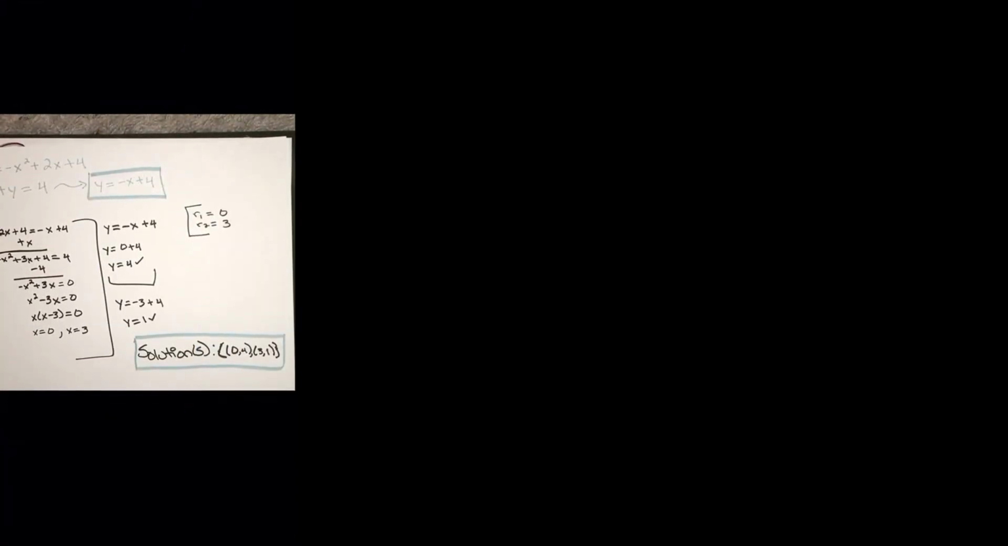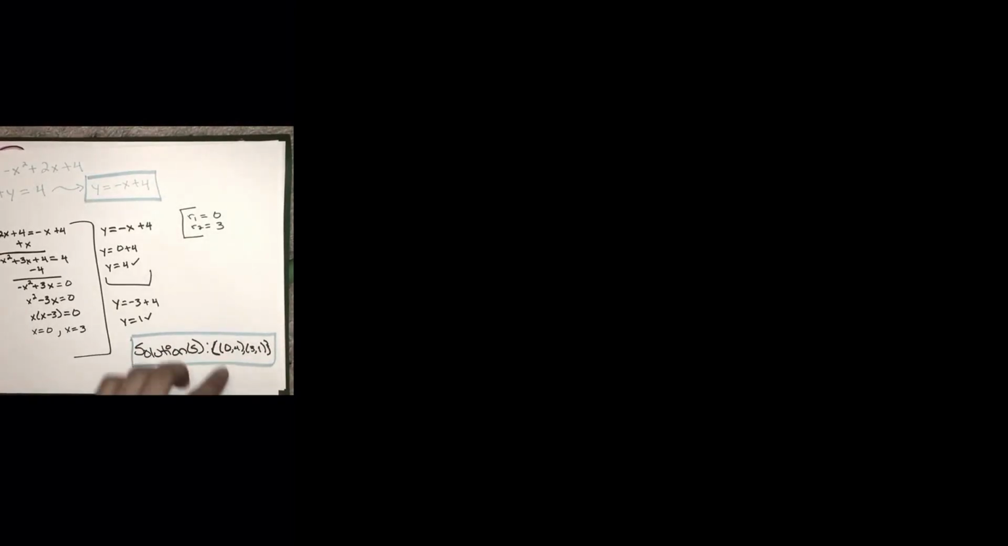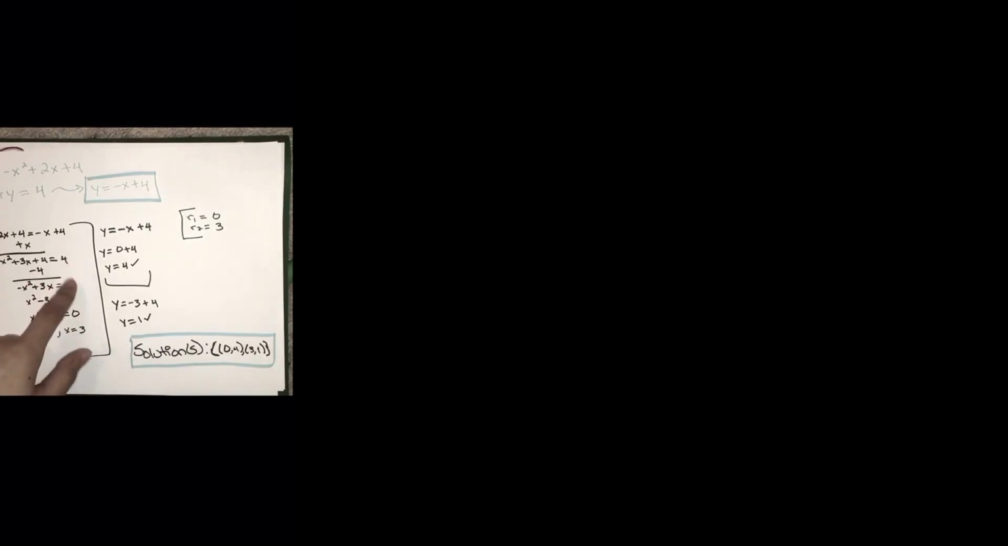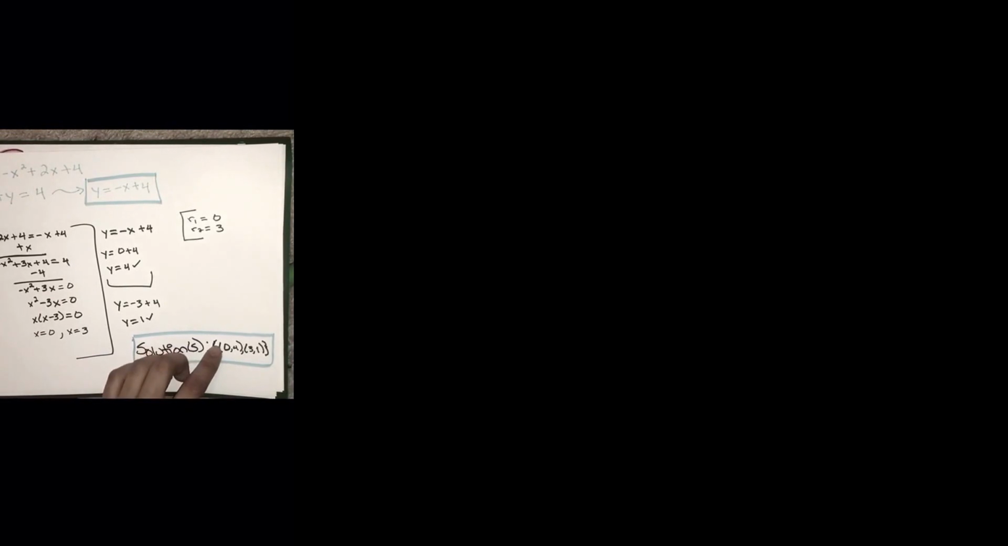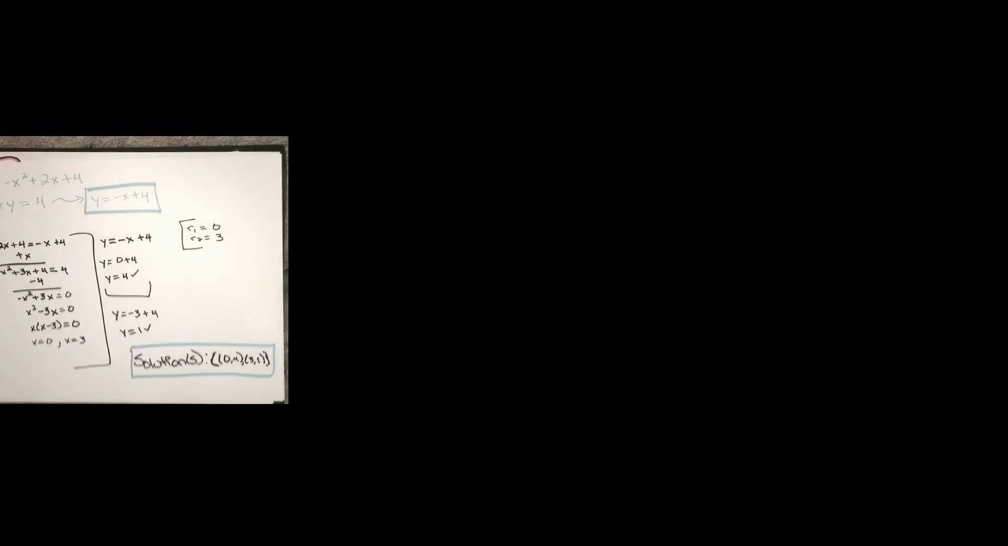So this is the final answer, 0, 4, and 3, 1. Now if you notice that on each side of the solutions there are bracket looking thingies, this is called set notation. I forgot to mention in the first example that I did to put this before each solution and after the solution that you've written down.